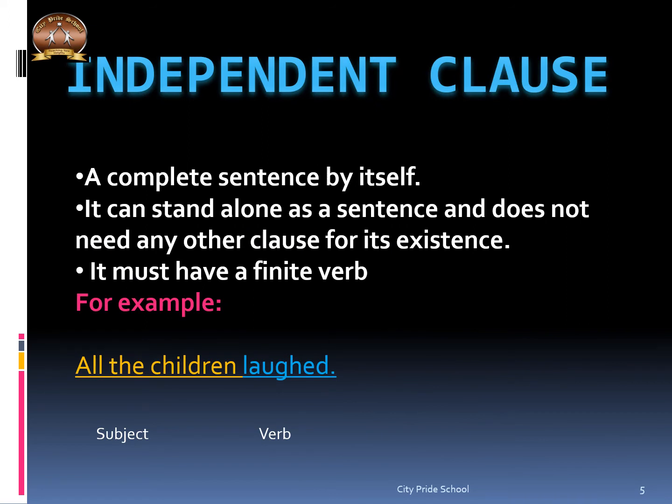Independent clause is a sentence, a complete sentence in itself. It can stand alone. That is why the name independent. It does not require help of any other clause to convey a complete meaning. It definitely will have a finite verb, or else, in absence of a finite verb, it will not remain a clause anymore. It will be a phrase. This is an example of an independent clause. All the children laughed. It has a subject, all the children, and it has a finite verb, laughed.